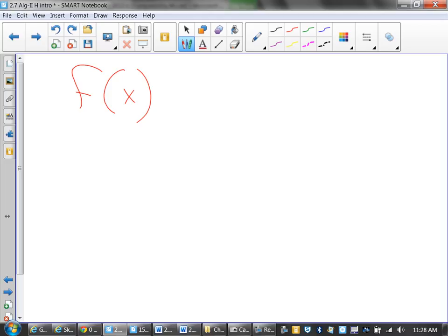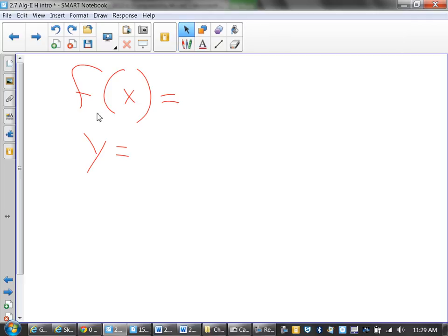F of x. You guys have all seen that before, right? That's kind of like the other idea as this. Kind of means the same thing for all intents and purposes. F of x is a function, or a function of x, y equals, all kind of works the same here. They're kind of interchangeable. The reason why I say that is because on your calculators, there's a button that says y equals.